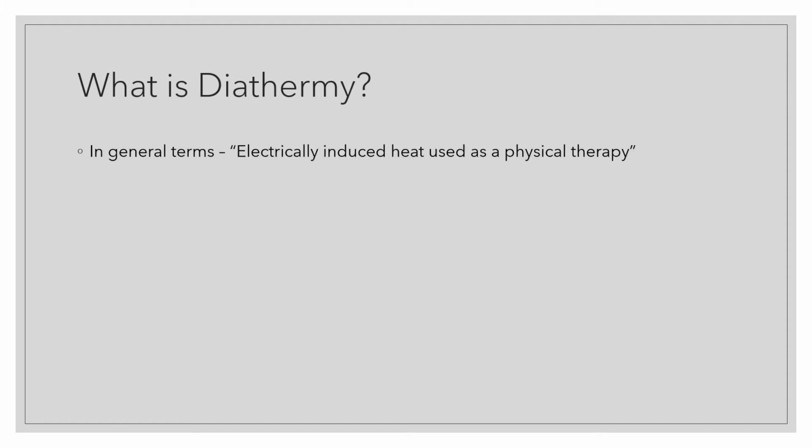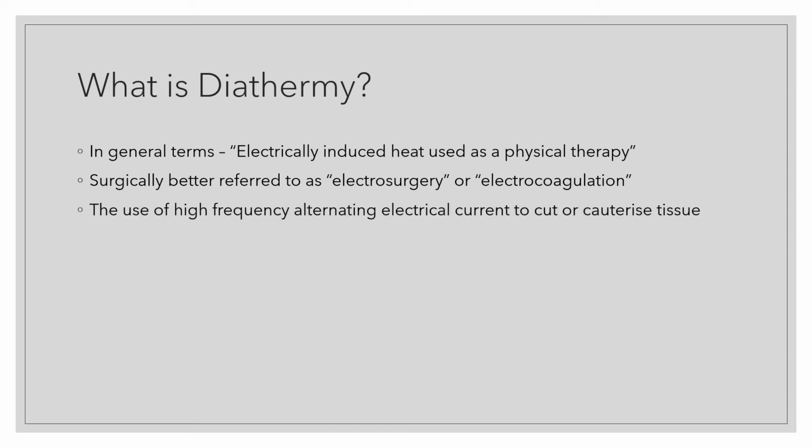So in general terms, it's electrically induced heat used as a physical therapy. That's its correct definition. We use it as a slightly different term. It's better referred to as electrosurgery or electrocoagulation, but in effect, we surgeons refer to it as the use of high frequency alternating electrical current to cut or cauterize tissue. And there are various uses, forms, and settings around diathermy.